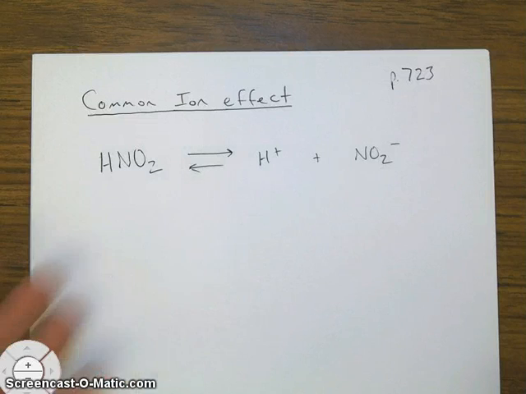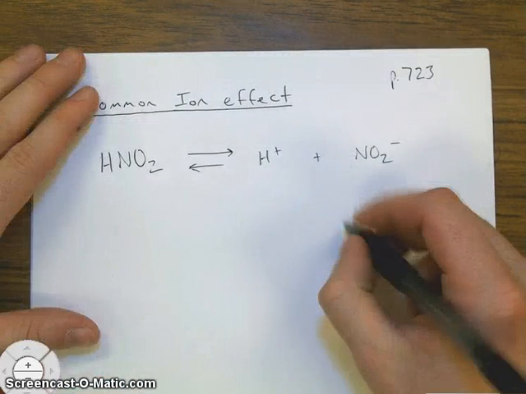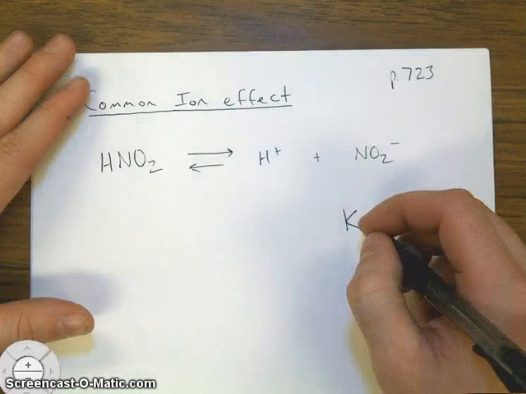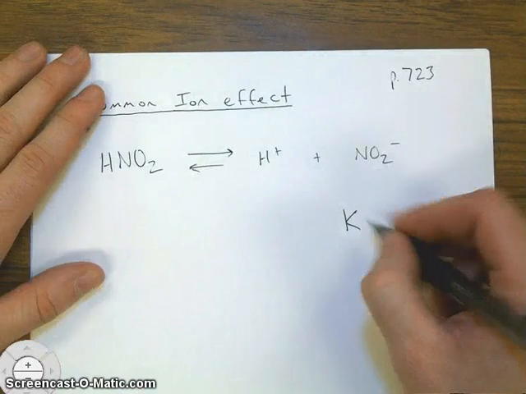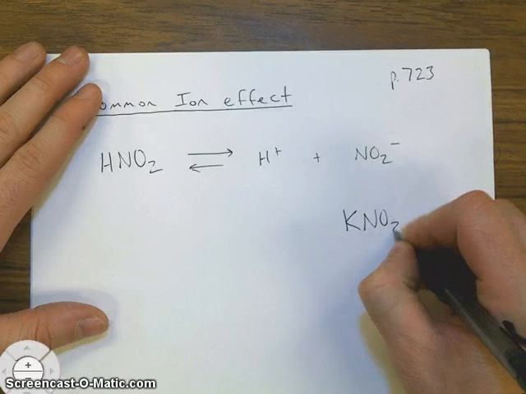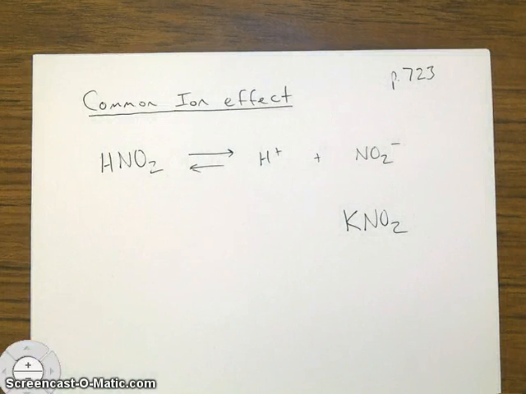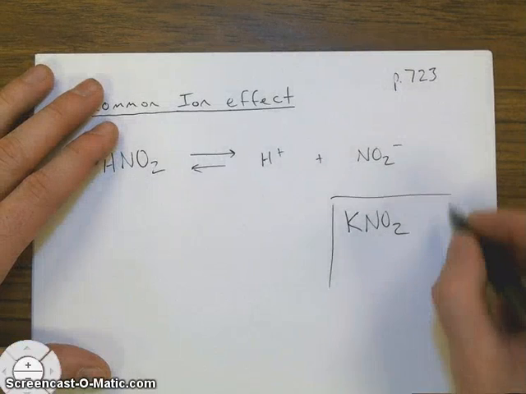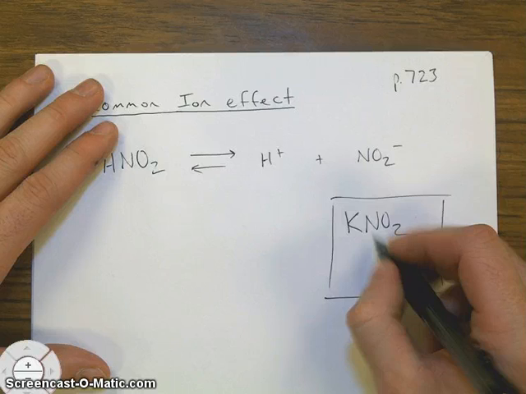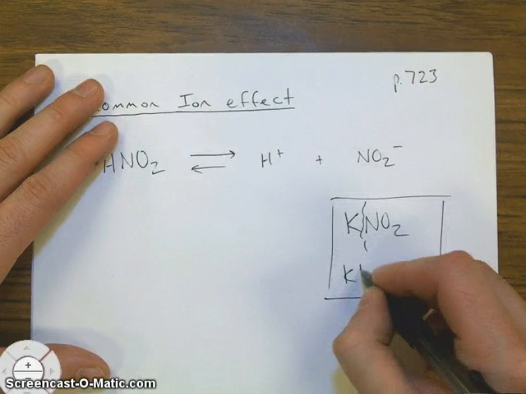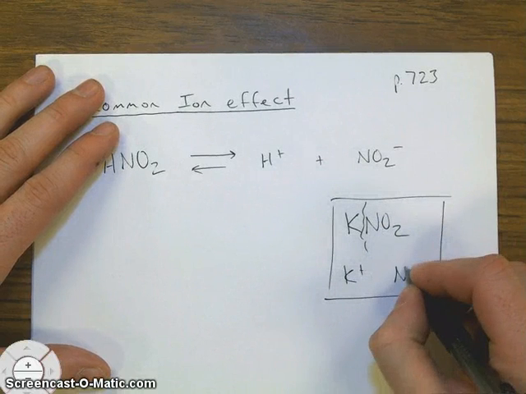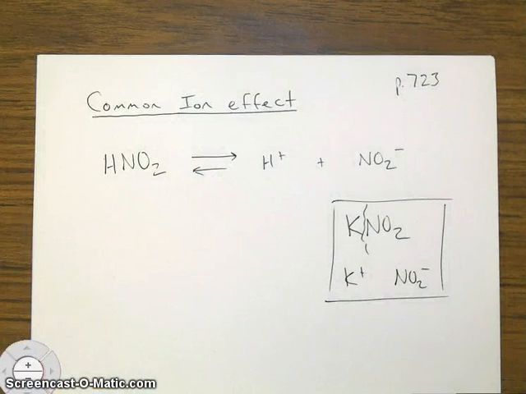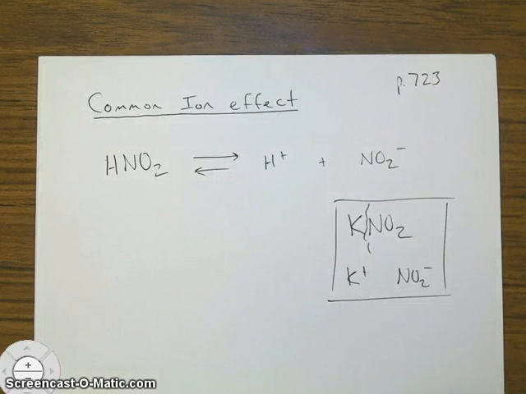Now say to this reaction here, we add a salt. And the salt we add is potassium nitrite, KNO2. Now potassium nitrite is completely aqueous in our solution, and I'm going to draw this in a side box here. Since it's totally aqueous in our solution, it fully breaks apart into potassium and nitrite ions because of its aqueous nature. All alkali metal salts are basically aqueous.